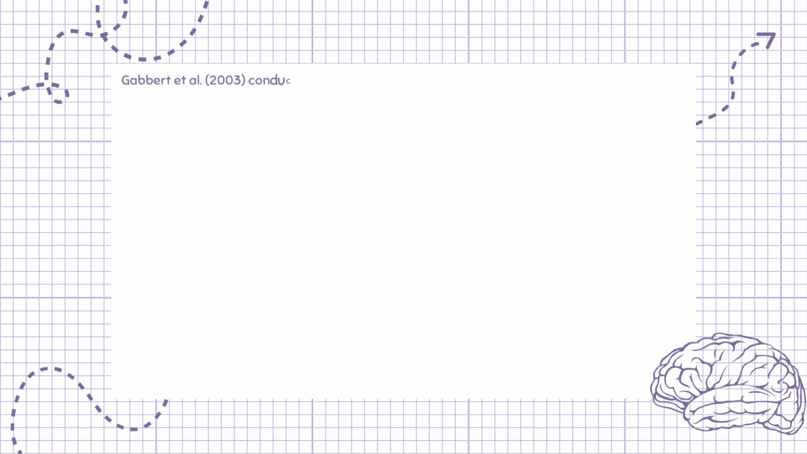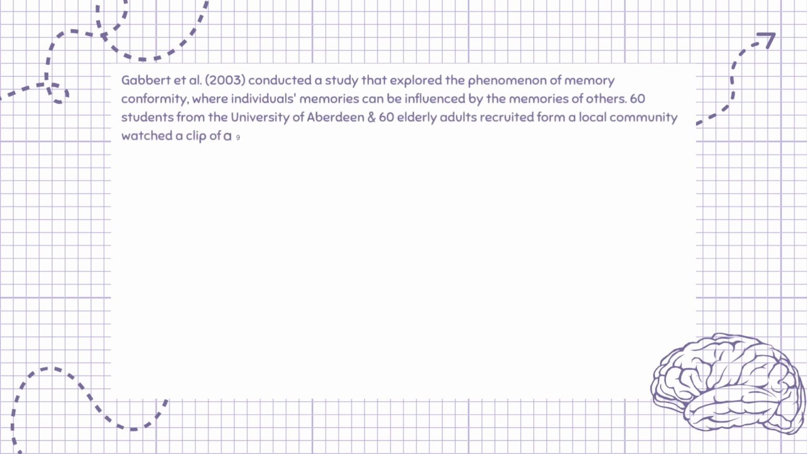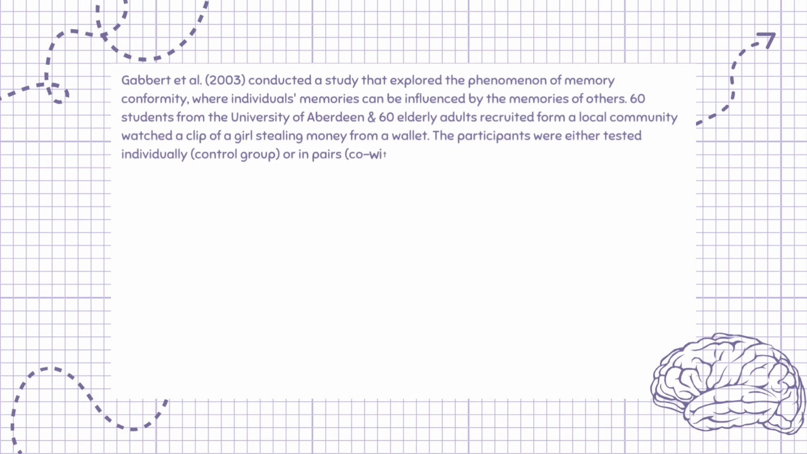Gabbert et al., 2003, conducted a study that explored the phenomenon of memory conformity, where individuals' memories can be influenced by the memories of others. 60 students from the University of Aberdeen and 60 elderly adults recruited from a local community watched a clip of a girl stealing money from a wallet. The participants were either tested individually, control group, or in pairs, co-witness group.